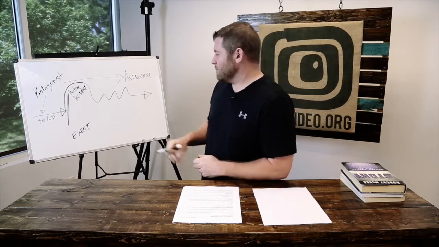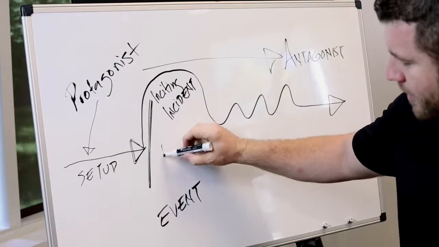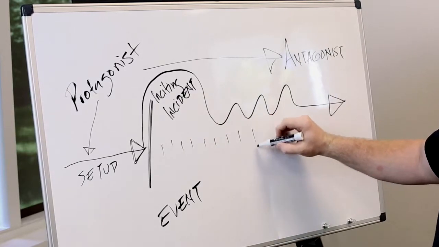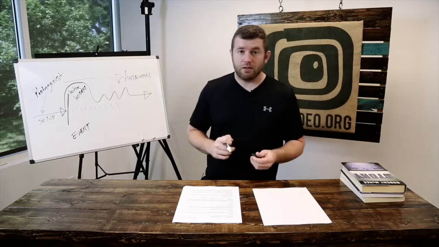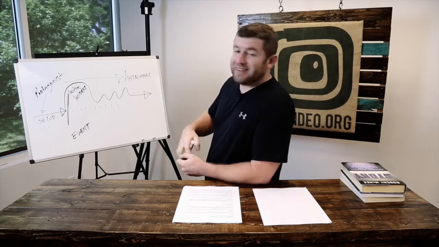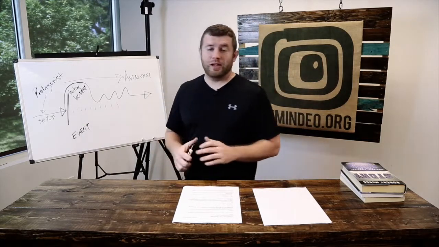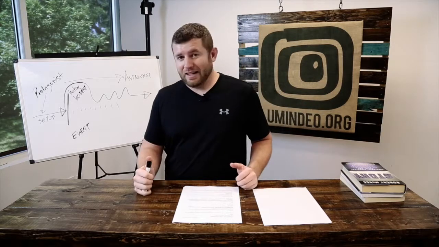Now an event is a specific moment in time. So you can have a whole bunch of events that go throughout a story. Now, the inciting incident is usually an event in the story, but you can have other events that happen in the story that are not as big as the inciting incident, right?